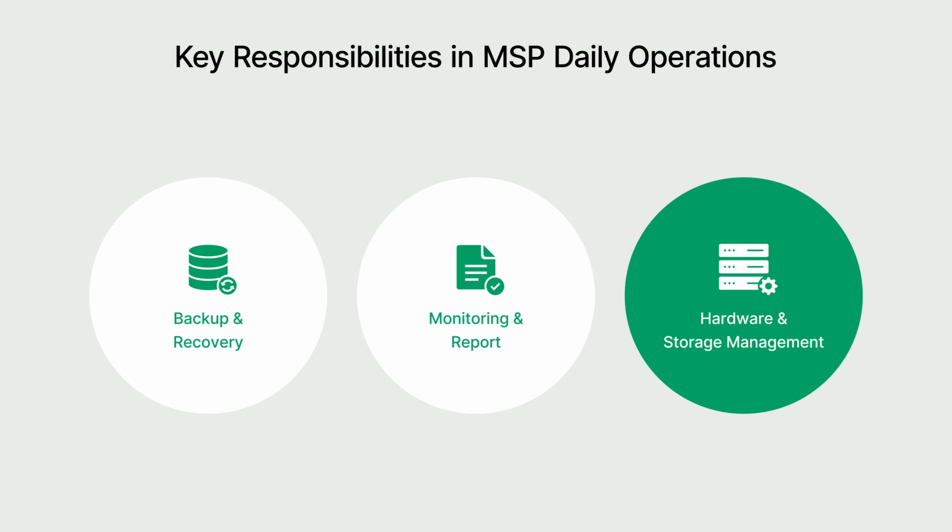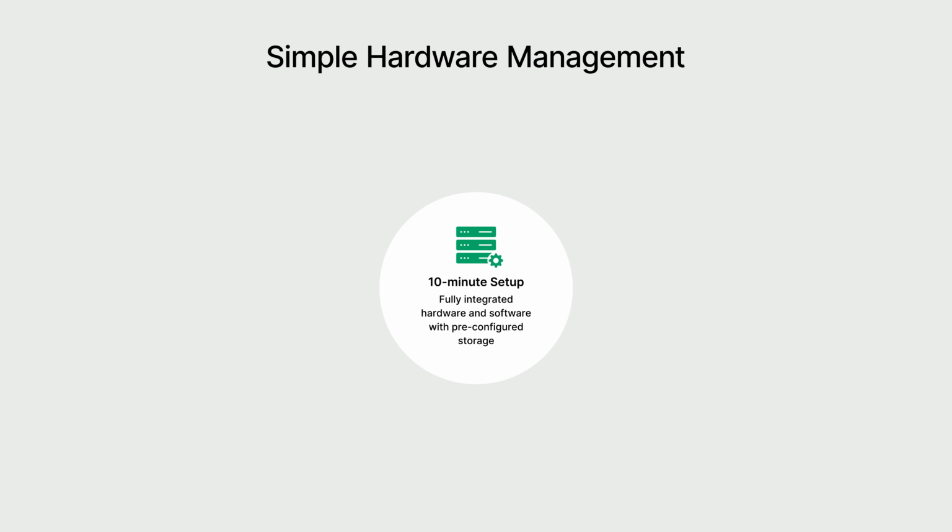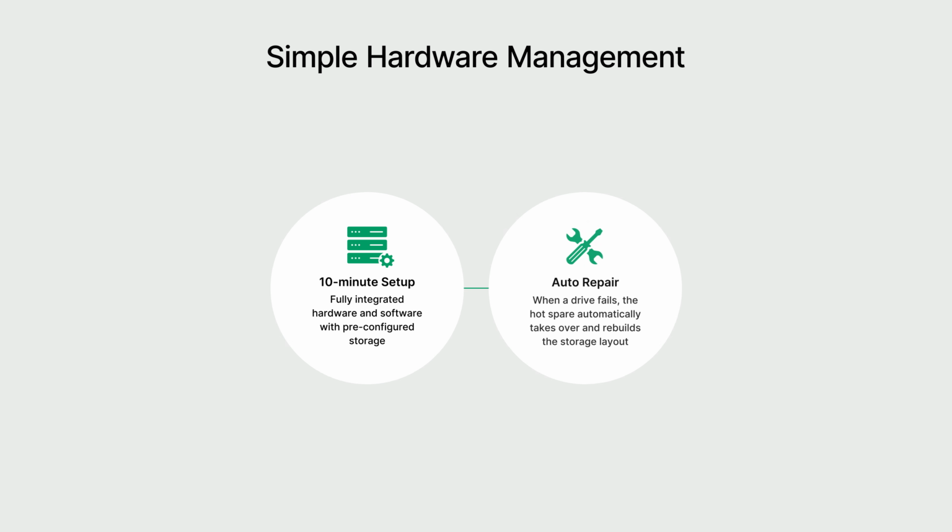Finally, we move on to hardware and storage management. ActiveProtect streamlines this to maintain backup server stability, which is essential for service provider operations. The backup appliance uses a pre-integrated hardware and storage design, allowing new units to be deployed and operational shortly. If a drive failure occurs, ActiveProtect automatically initiates hot spare recovery and rebuilds data without manual intervention.